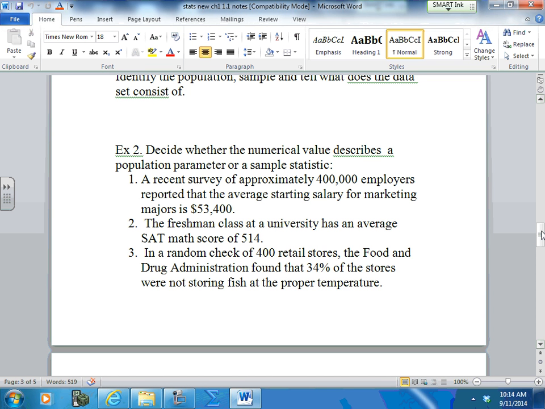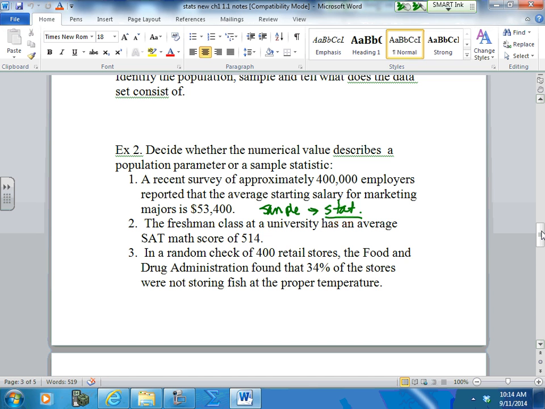A recent survey of approximately 400,000 employers reported that the average starting salary for marketing majors is $53,400. Is this a sample? If this is a sample, is it a statistic or a parameter? It's a statistic. Good.